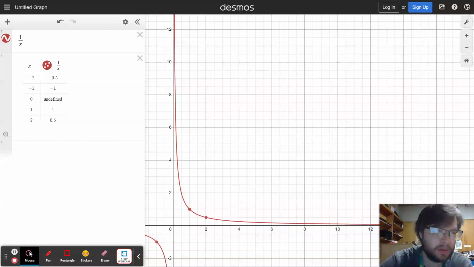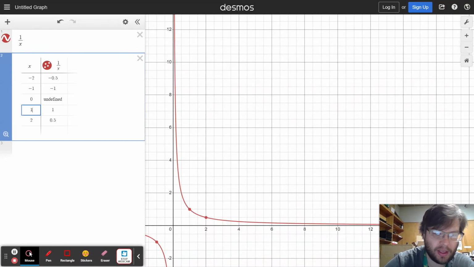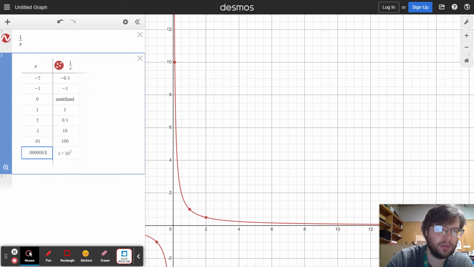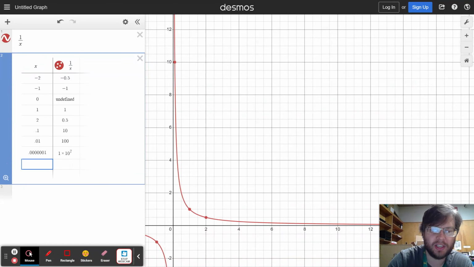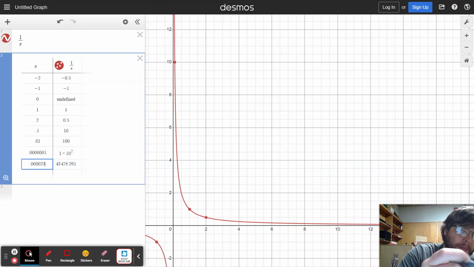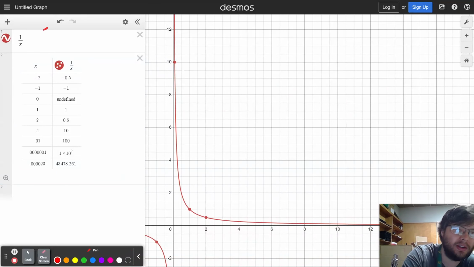Okay, what I want you to notice is that if I plug in small numbers like 0.1, it gives me 10, 0.01 gives me 100, and 0.000001 gives me 1 times 10 to the 7th. In other words, 1 with 7 zeros after it. In fact, every time I type in a small number, it gives me a big answer. So what I can summarize here is just that small x's come out to big y values.